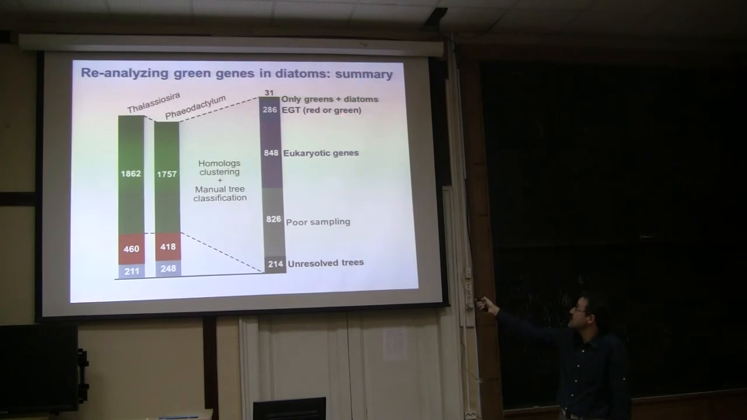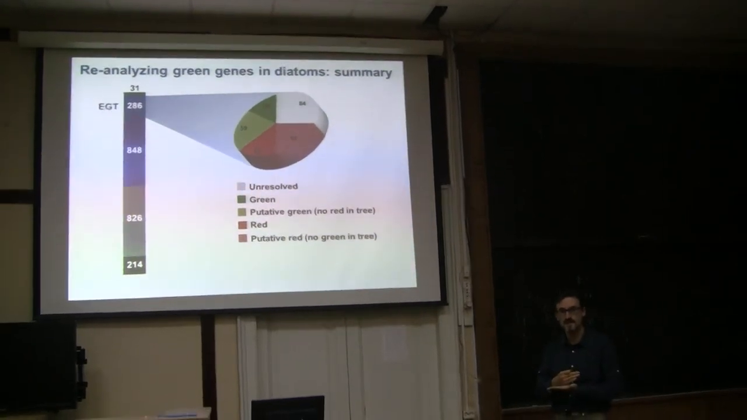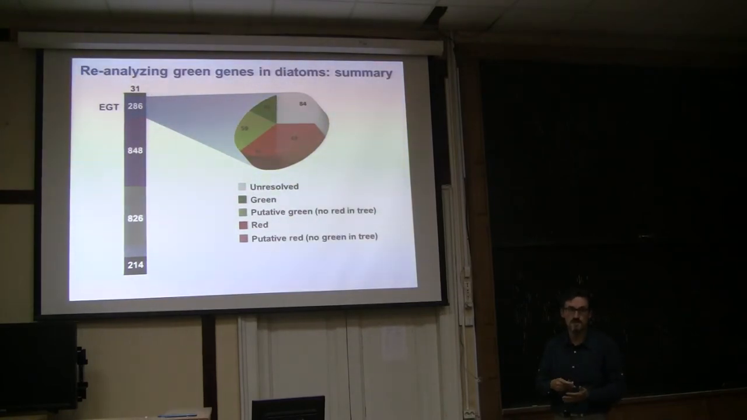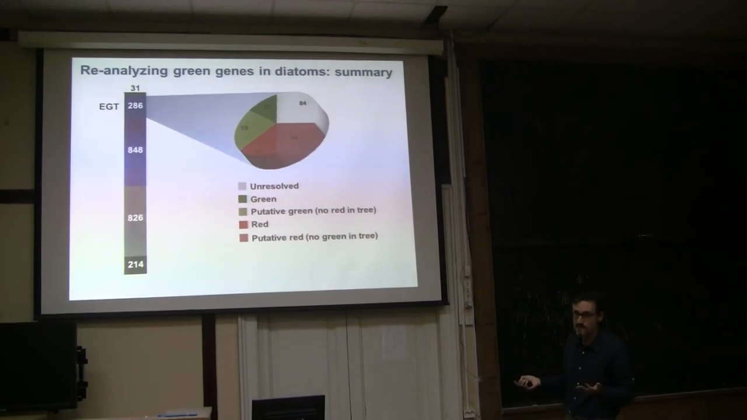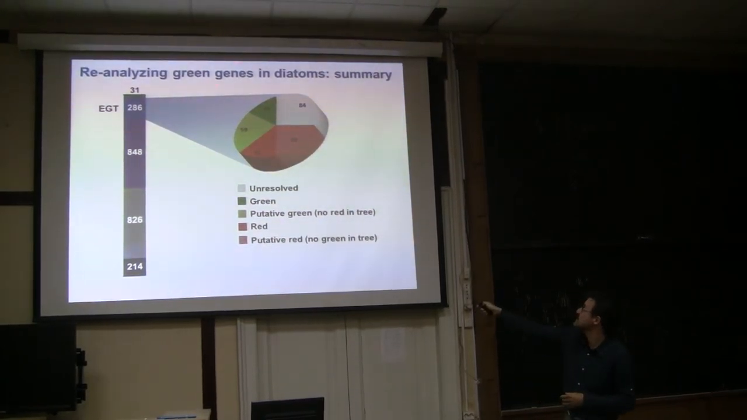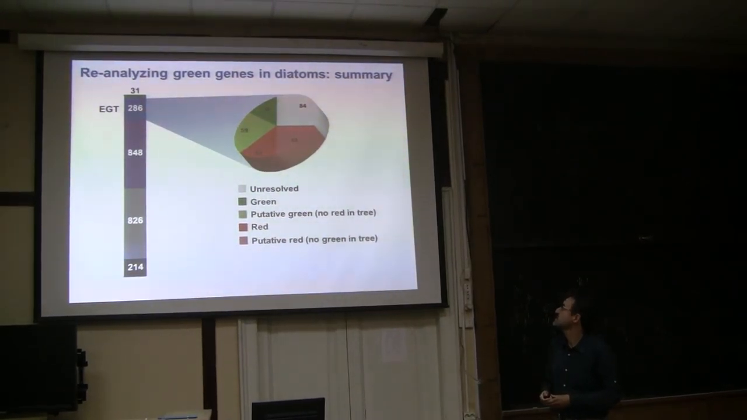However, they were not all of green origin, and in fact, among these endosymbiotic gene transfer genes, we have one third that was unresolved. The diatom genes were closely related to red algae and green algae, but it was difficult to say if they were more closely related to the red ones or green ones. But even so, they were clear cases of endosymbiotic gene transfer, and we have one third of them that were of red algal origin, and about one third that were of clear or putative green algal origin.